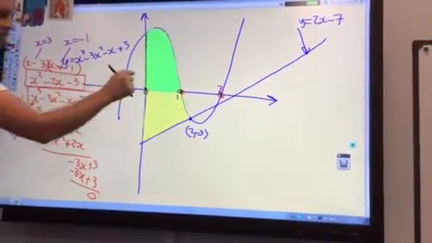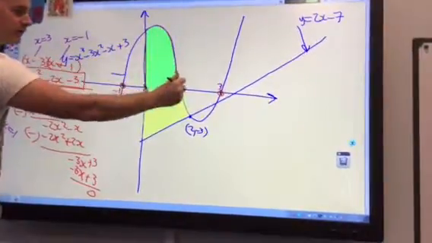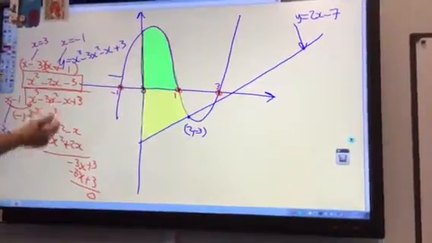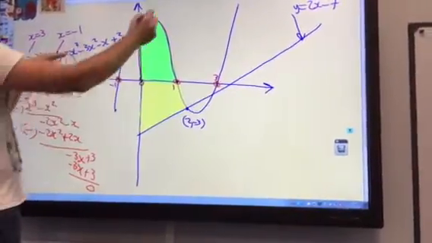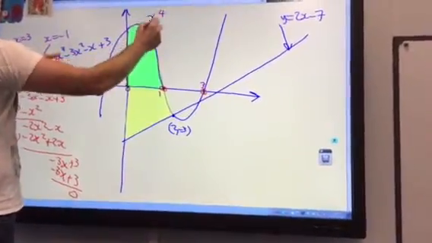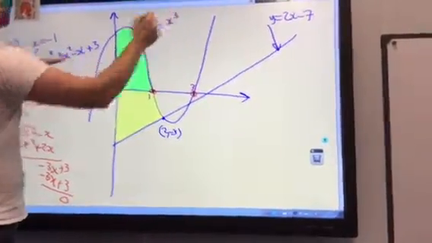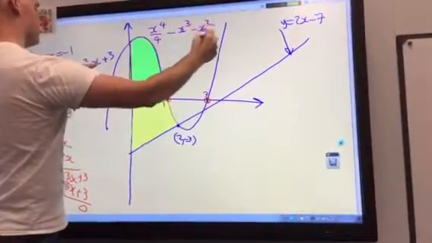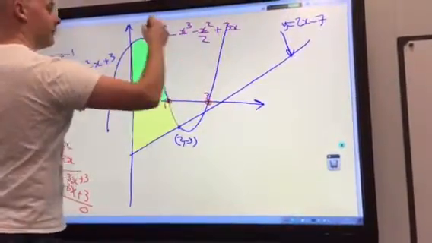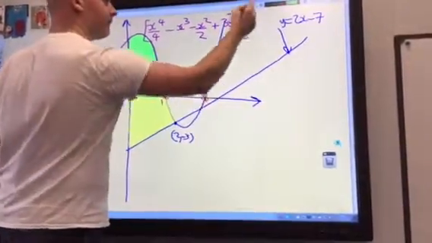We now need to integrate between 0 and 1 of this curve to find the green area. So I'm going to do that. The original curve was this, so I'm going to integrate that. Integrating this, increase the power by 1, divide by new power. Increase the power by 1 and divide by new power. The 3 cancels the other 3 out. This will give me minus x squared over 2, and that will give me plus 3x. I integrate that between 0 and 1.